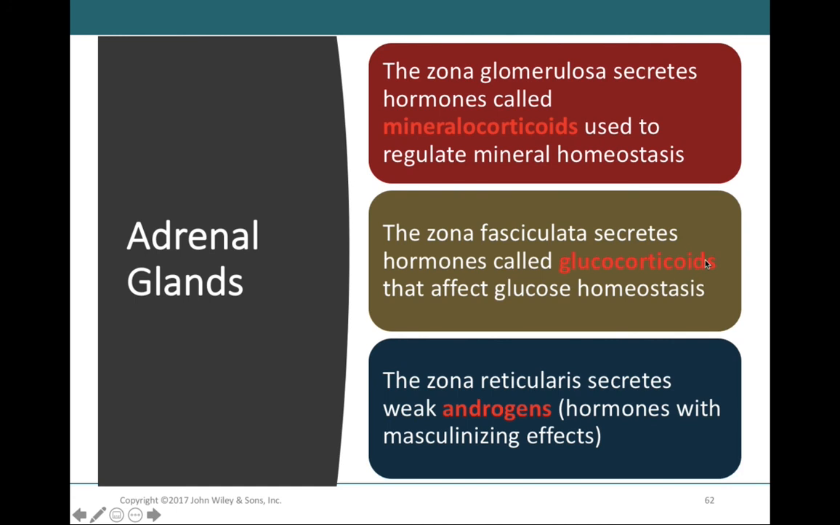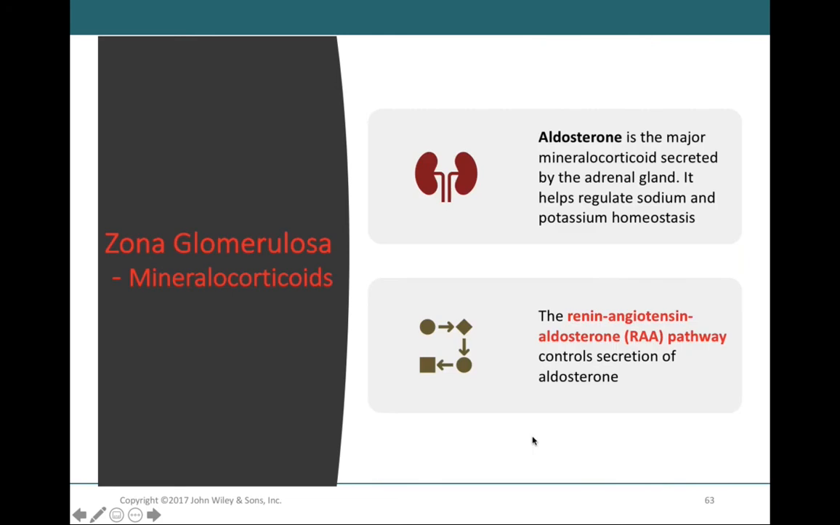This is cortisol. Cortisol is going to be our major glucocorticoid. Aldosterone is going to be our major mineralocorticoid. And then the zona reticularis, which is the innermost layer, will release our androgens. One major example of an androgen is testosterone, so this is going to be associated with masculinity. So we're going to go through each of these layers.